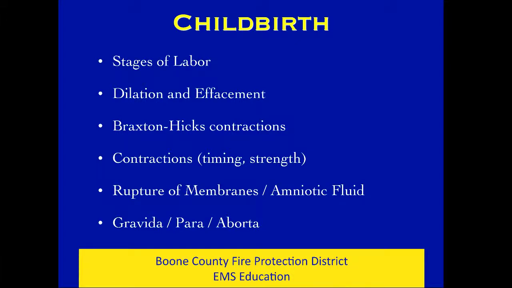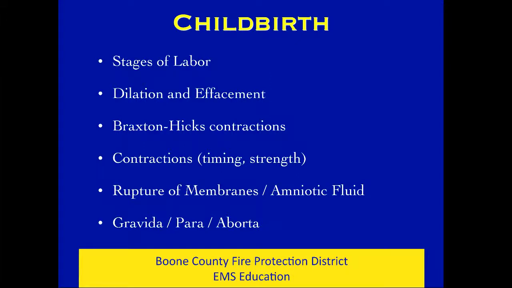There's a whole bunch of terms here, as I said earlier, that you really only run into in this setting. And so there's specific terminology, and we ought to be able to converse in this language. And part of that is gravida, para, and aborta. Gravida means the number of pregnancies. Para means the number of live births. And aborta means the number of aborted pregnancies that's occurred.